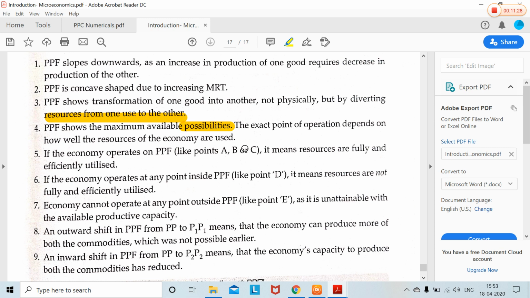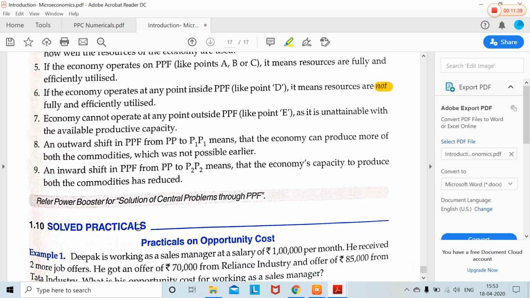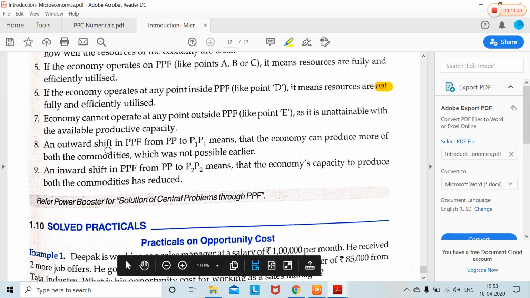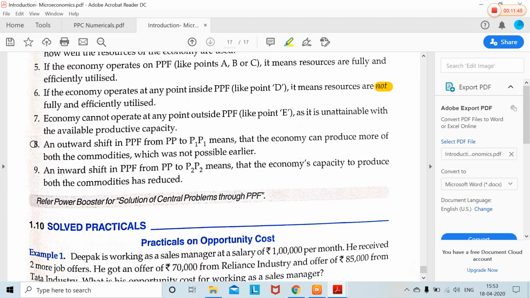Then if the economy operates on PPC, it means resources are fully utilized. If it is inside, it means resources are not fully utilized, and we cannot go outside PPC. Outward shift means we can produce more of both the commodities now. Inward shift means we can produce less of both the commodities. These 2 points, rightward and leftward shift, we are not taking in the syllabus.